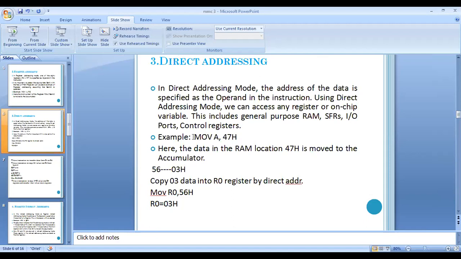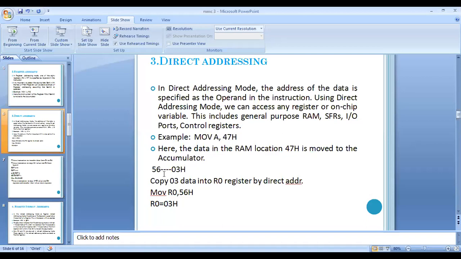See here. Example बघा, move a, 47h. What it means? You have to consider 47 as an address first. 47 या ऍड्रेसला जो डेटा स्टोअर केलेला आहे तो डेटा मूव्ह करा. कुठं? ए मध्ये. समजतंय? So see here, the data in the RAM location 47h is moved to the accumulator.